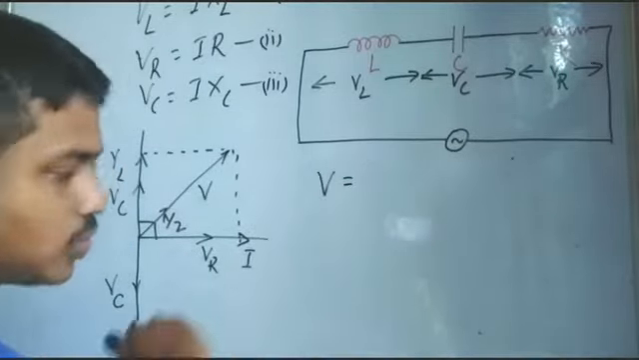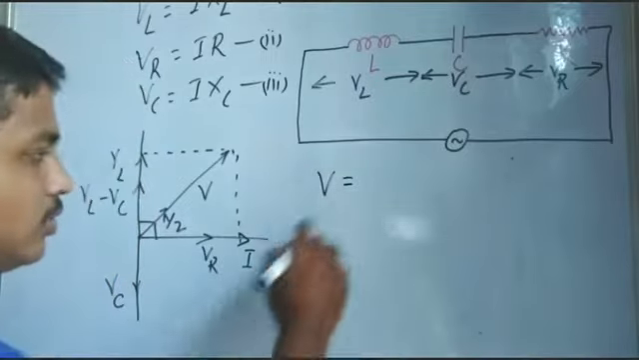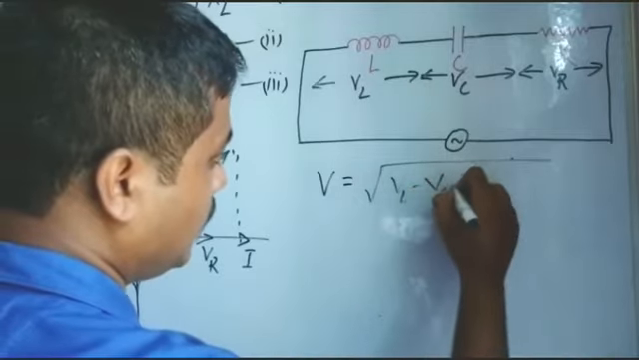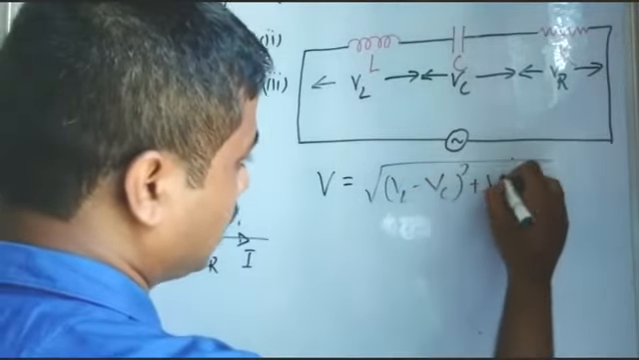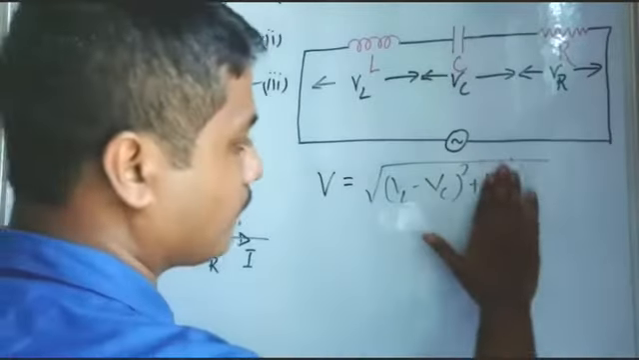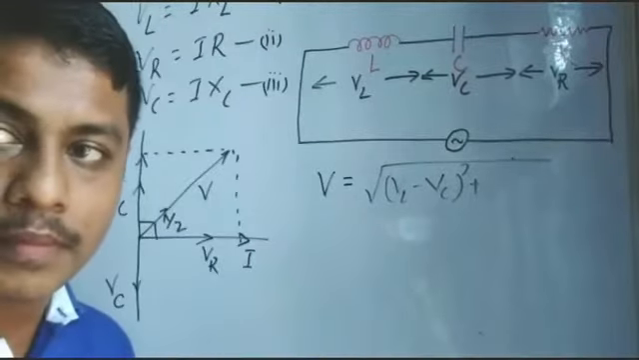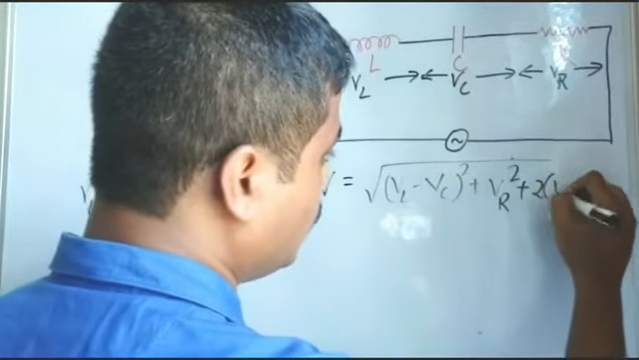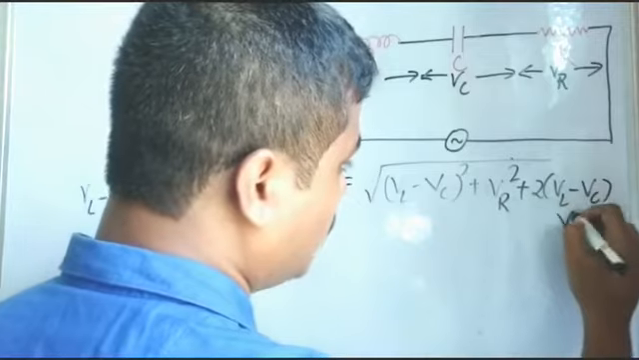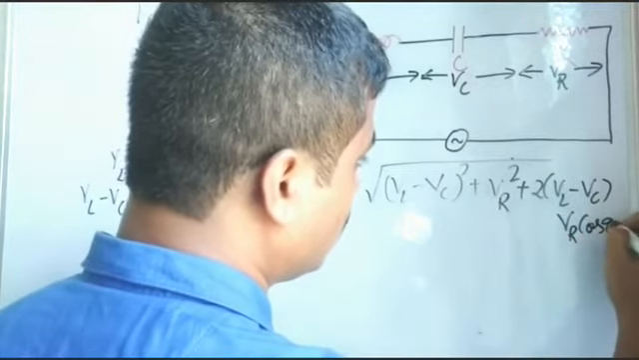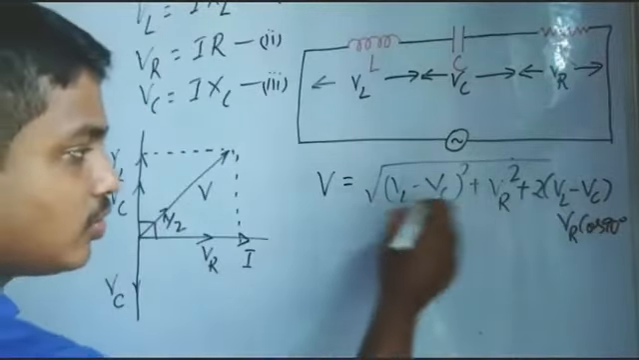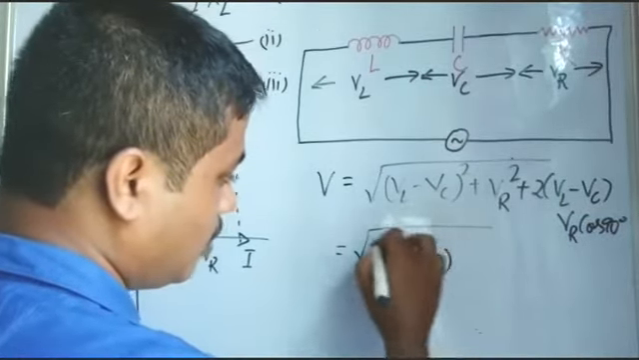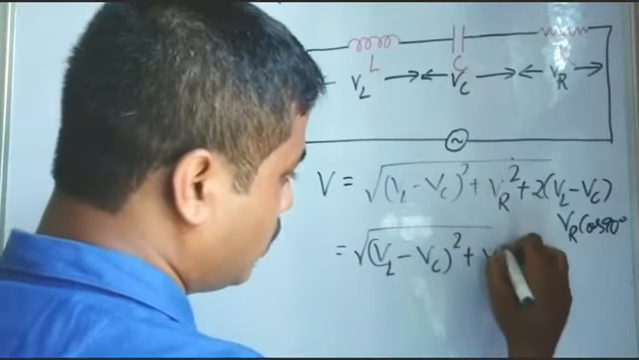V is equals to, according to parallelogram law, V is equals to root over (VL minus VC) whole square plus VR whole square plus 2 (VL minus VC) into VR cos 90. This will be 0. So only the left out part will be this. So (VL minus VC) whole square plus VR whole square.